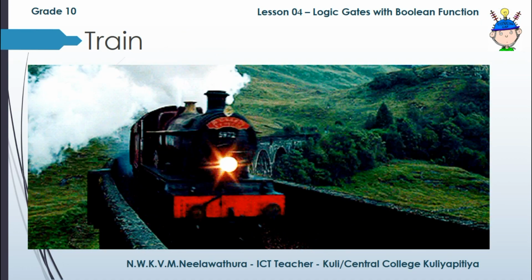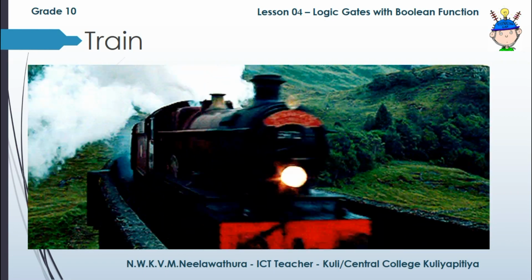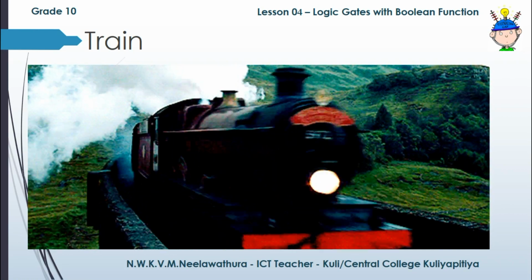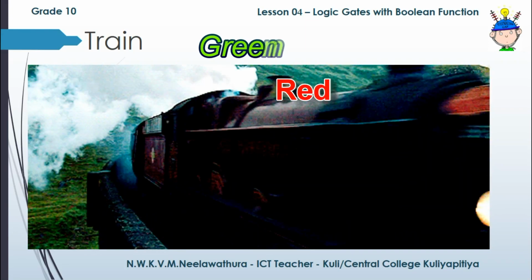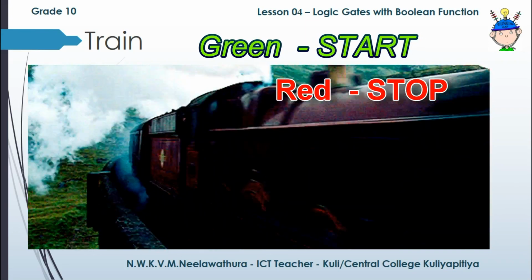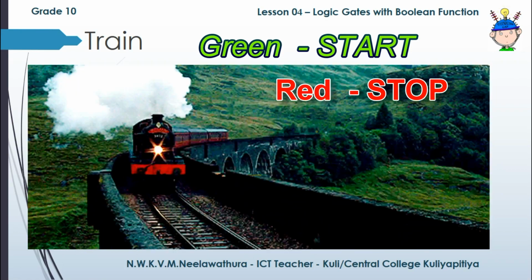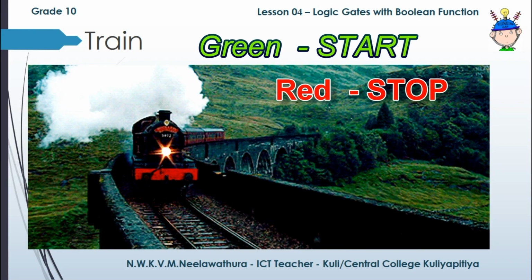Now look at this image. A railway guard in a station blows a horn waving a green flag to signal that a train is going to leave. A green light should be there for the train to start, and if it is a red light, the signal is to stop.